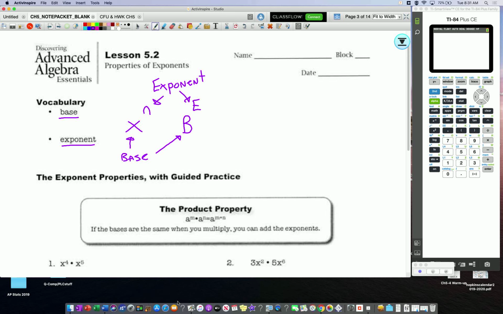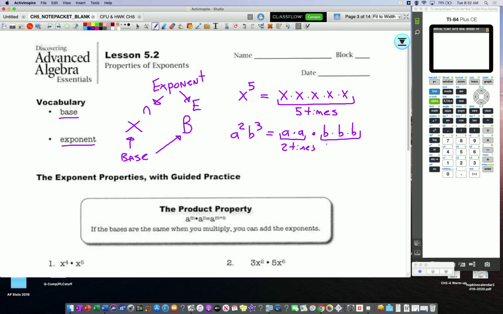What you probably remember from junior high, the first time you saw it, is that an exponent means you multiply the base by itself that many times. So in this case, x to the fifth means multiply x by itself 5 times. Even if I had something like a squared b cubed, that would mean multiplying a by itself 2 times, followed by multiplying b by itself 3 times.